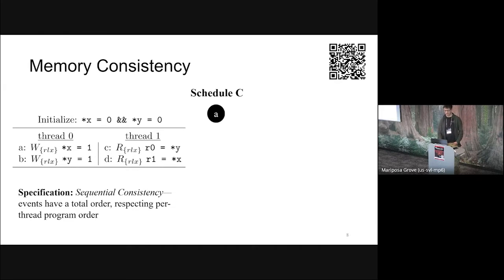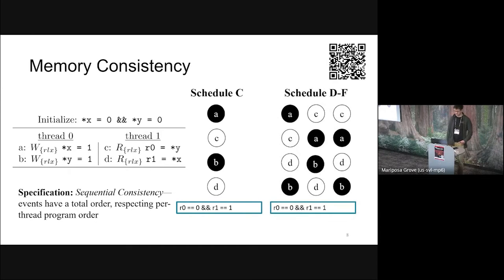So for example, we could have event A occur, and then C, and then B, and then D. And in this case, because the read of Y occurs before the write of Y, it returns 0. Because the read of X occurs after the write of X, it returns 1. So we get R0 equals 0 and R1 equals 1. And it turns out there's actually quite a number of other schedules, even for this little test, that give you that same outcome. The important thing to note here is that A and B and C and D retain their order. They're in the per thread program order in all these schedules.